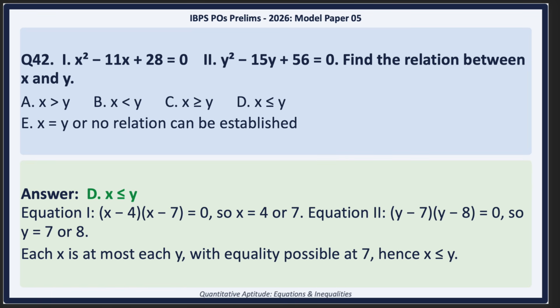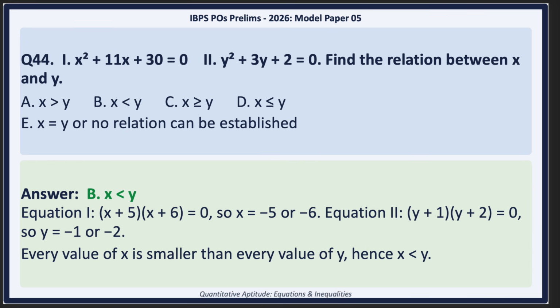The y equation is y squared plus 3y plus 2 equals 0. Right, so both are plus-plus equations. That means all roots for x and y will be negative. Got it. The roots for x happen to be -5 and -6. The roots for y are -1 and -2.